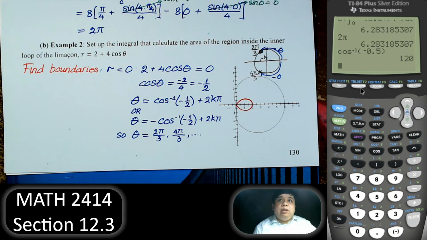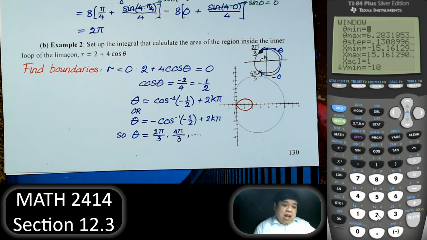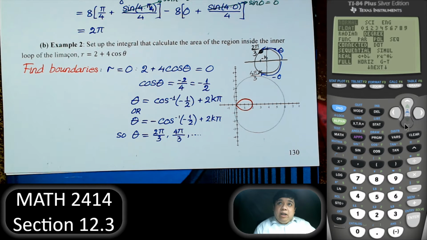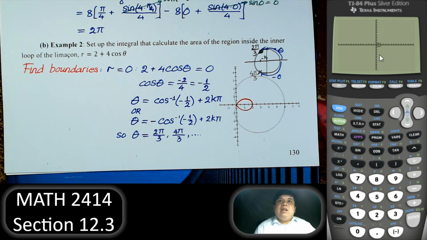Now once we have the boundary, put it on the graph and see if it is actually what we want. 2 pi divided by 3 to 4 pi divided by 3. It didn't graph anything, right? Because when we graph, we have to be in radian mode, right? Just be careful with the calculator. Right, so that's the inner loop. Let's zoom in. Yeah, so that's just the inner loop.